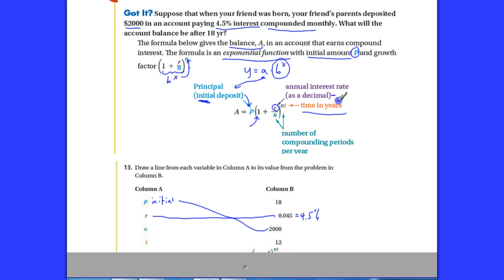N, all right, N is the number of compounding periods. I said that wrong at first. It's the number of compounding periods in a year. Well, since it's monthly, there's 12 compounding periods here. And then T is the number of years. All right, and in this case, the number of years was 18. So T is 18 right there.